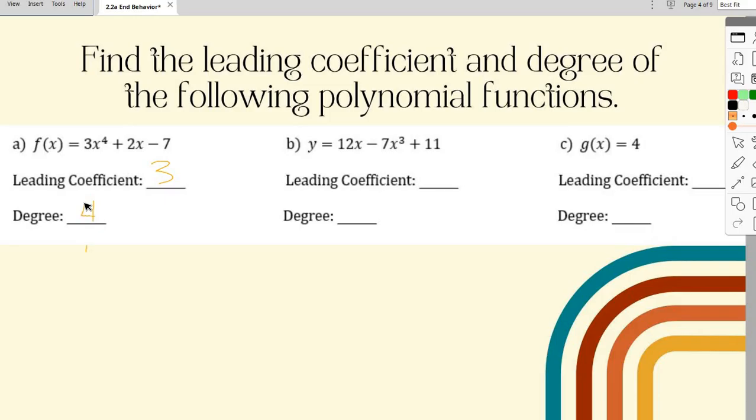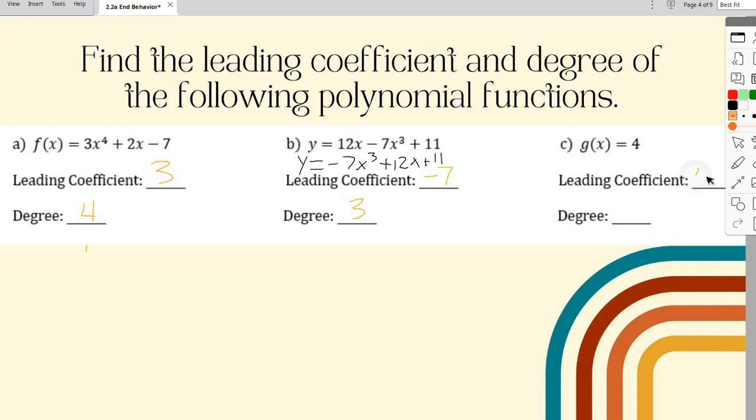What's my leading coefficient of the next one? 12. Not quite. Here it's -7. Why is it -7? Because it's attached to the highest exponent. Yeah, so technically we would want to rewrite this so that our biggest degree comes first. And so it is -7, which means that our degree is what?